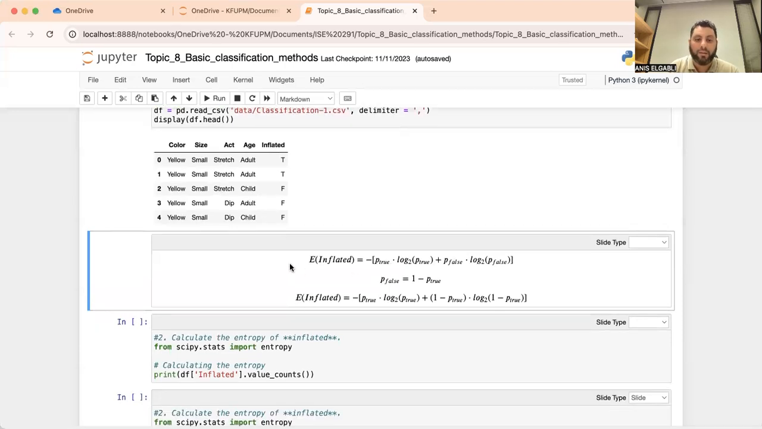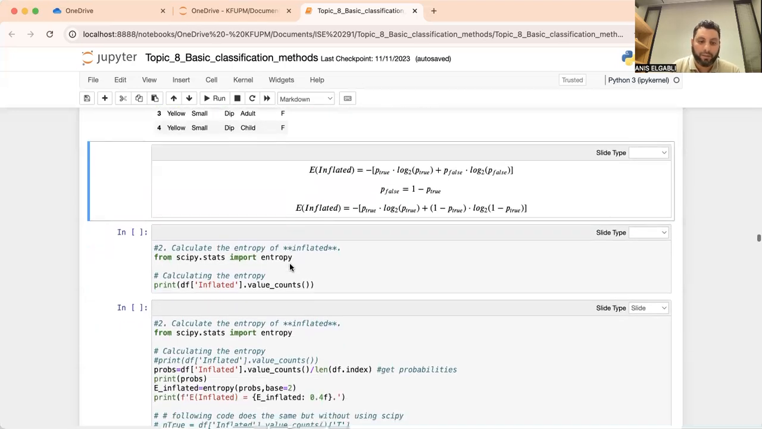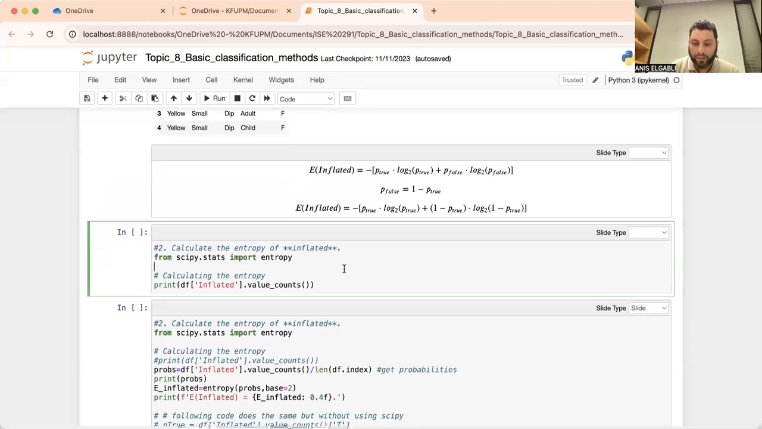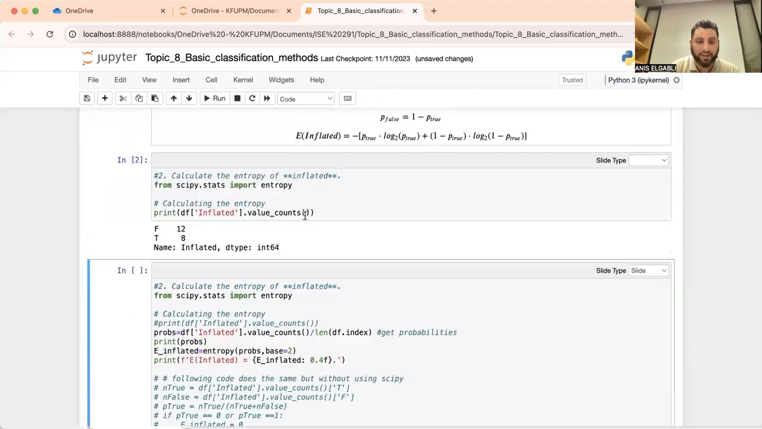Now let's look at how we do that with Python. Before we do that, let me run this cell here.